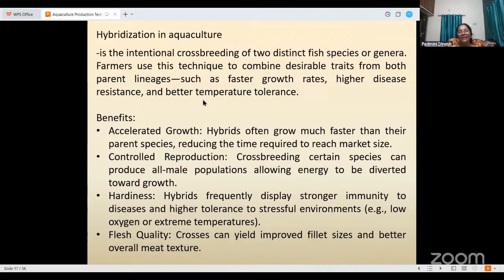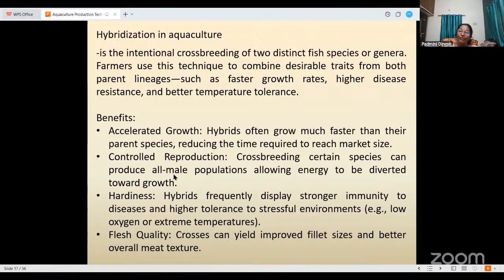But when you're talking about katla, labeo rohita, they need a lot of importance to be given to the nutrition and the place where you're growing them. So when hybridization occurs, accelerated growth, that is, they grow much faster than their parent species, reducing the time required to reach the market, as I told you all. Controlled reproduction, crossbreeding: certain species can produce an all male population. Now, why all male population? What is the fun in having an all male population? When you're going to grow only all male populations, these fishes will tend to grow only in size.